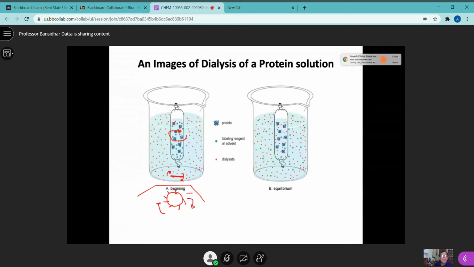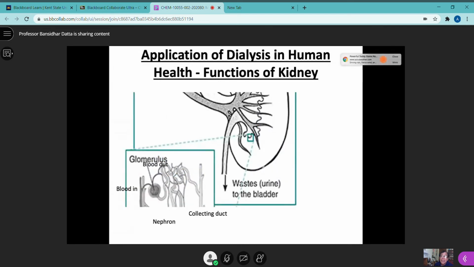from inside the bag through the semi-permeable membrane, and some particles can get in, as you can see from there, right? So what's the application of this? This is the general application, a general procedure, but it has a tremendous impact on our health. How? Our kidney is the dialysis center.